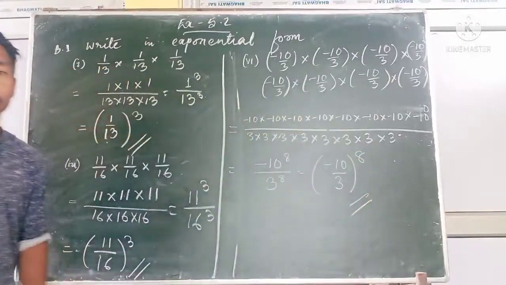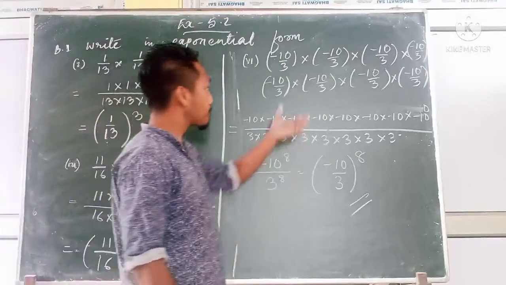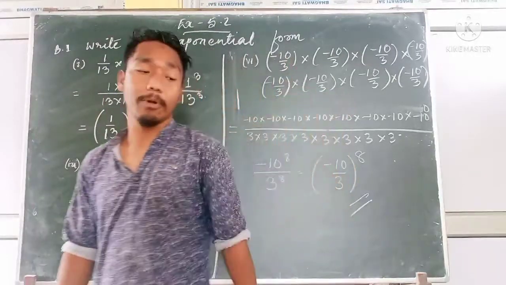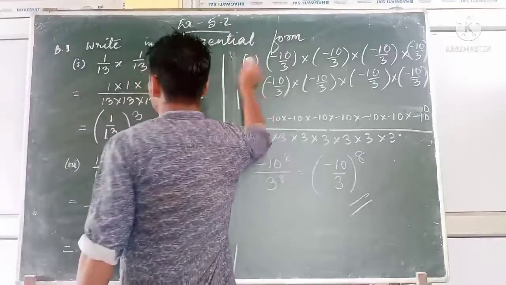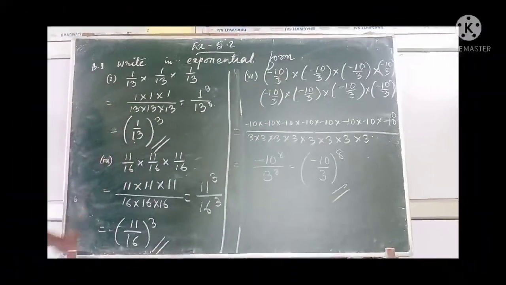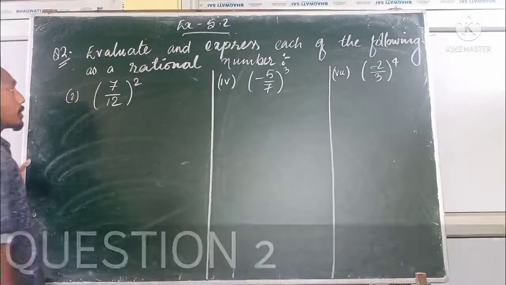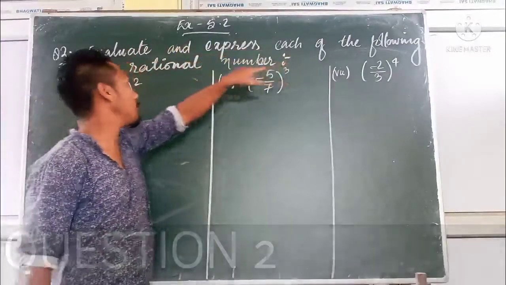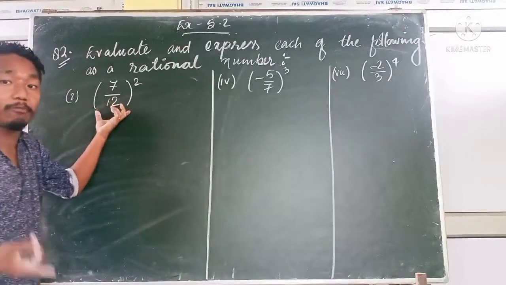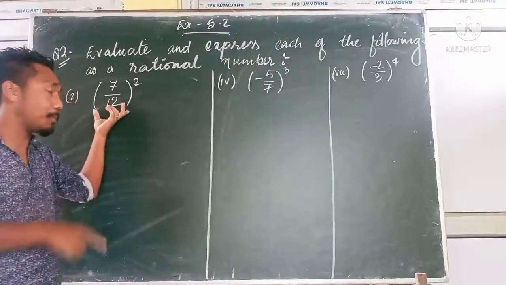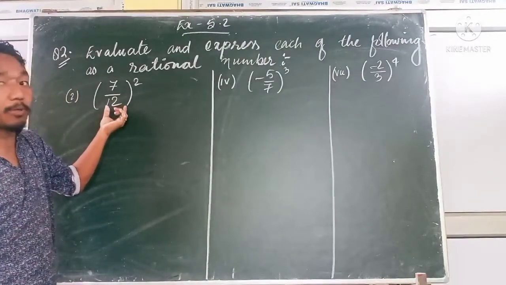So this is the answer for question number 6. Here is our next question, that is evaluate and express the following in rational form. It is given in exponential form, like we have done in question number 7. It is given in the form of exponential form.